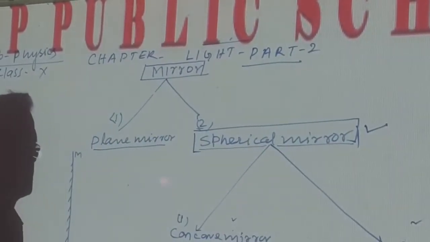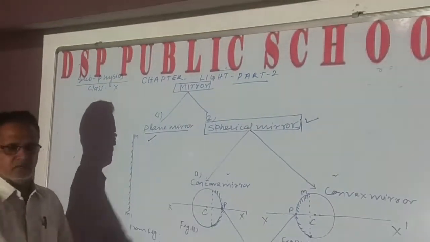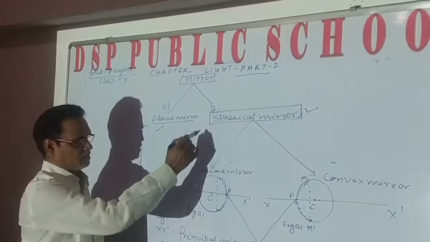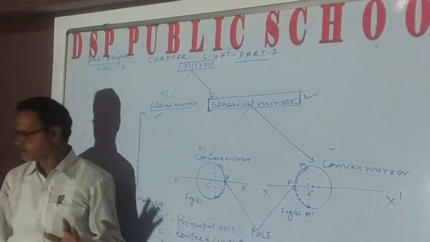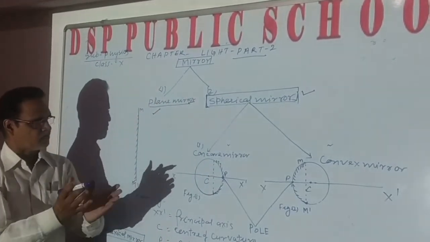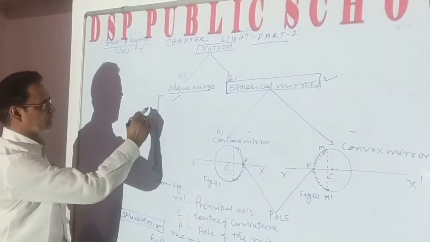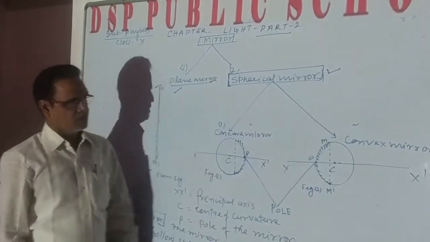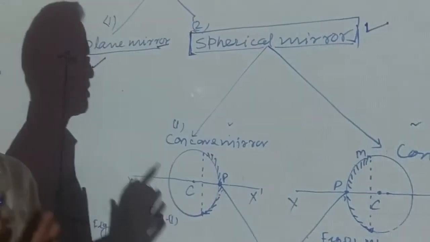In the previous class you would have read about plane mirror, what is plane mirror and what type of reflection takes place through plane mirror. So here we focus on a spherical mirror. Plane mirror is that type of mirror whose reflecting surface is smooth, whose reflecting surface is plane. Here M dash, this is plane mirror. Now I am going to teach you a spherical mirror.